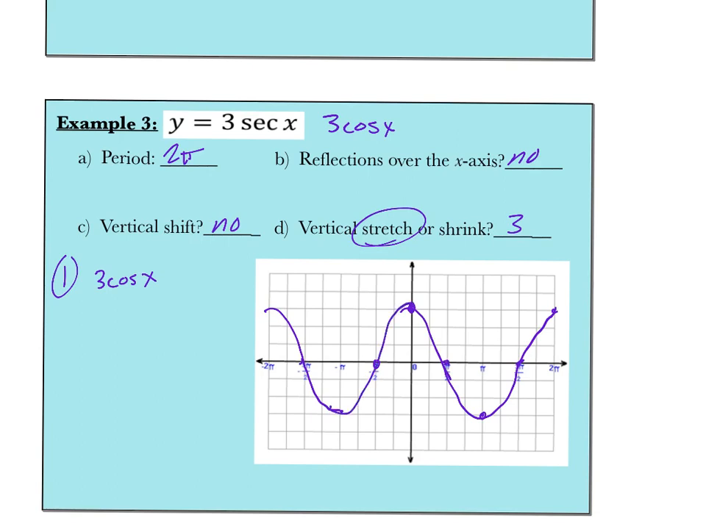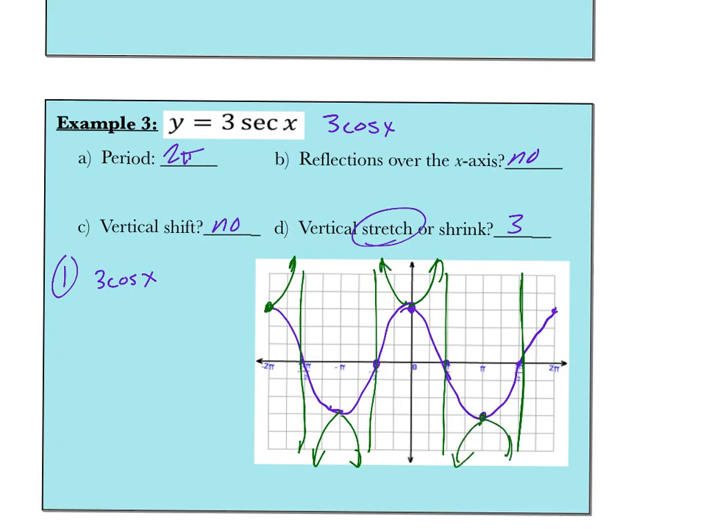So that would be cosine of x. So then when I go to graph secant, I'm going to draw my asymptotes, and then I'm just going to sketch my U shapes going away from that. So it's going to look kind of like that. All right, so take a second, just look at what I did, and then see if you have questions.